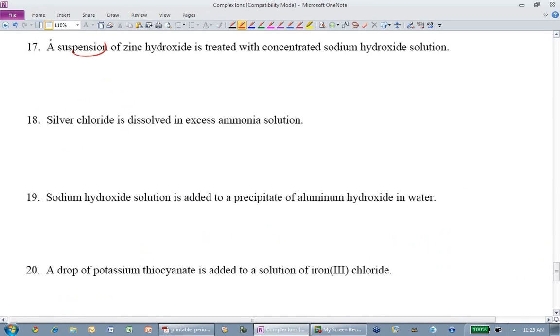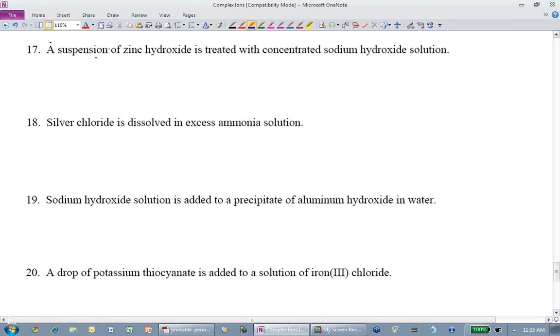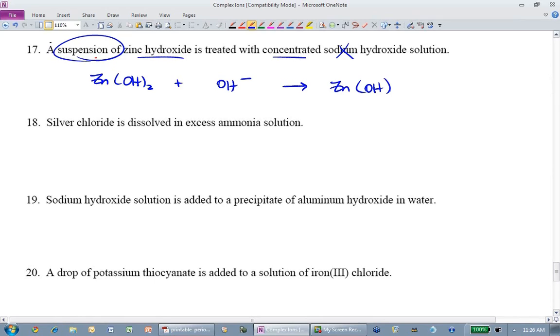A suspension of zinc hydroxide is treated with concentrated sodium hydroxide solution. Again, I'm going to have spectator because I don't have a heavy metal here. I can do that. So Zn(OH)2 plus the hydroxide. I'm just going to complex this. So aluminum and zinc do this. They make these complexes. And if I double zinc's 2 plus charge, I get 4 ligands, 4 minuses, and a 2 plus, giving me a 2 minus charge overall. So I need 4 here, and I'm back in the exact same boat I was just in.